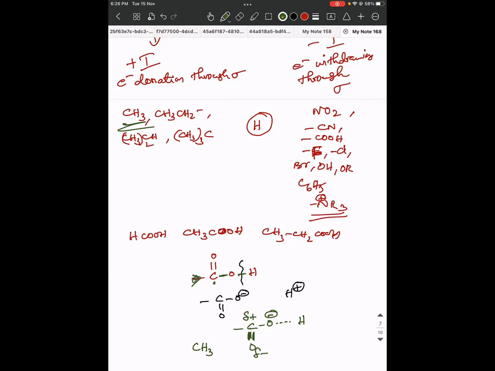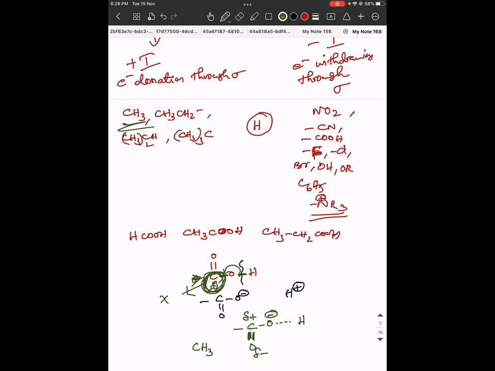Suppose there is a group at this place, what does that group do? It takes electrons. When it pulls electrons, what happens? It becomes delta plus, then this bond becomes very weak. Then what happens? It shifts over here, then it gives H plus ion. Do you understand what I am saying? Then the electron density of this carbon will be low. The electron density of this carbon should be very less, then only it will become a very good acid.